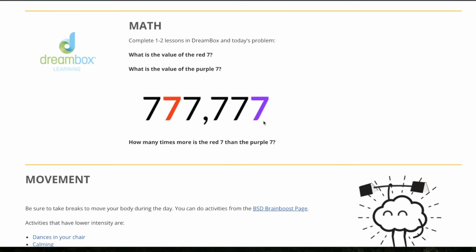And how many times more is the red 7 than this purple 7? So is it 2 times bigger? Is it 8 times bigger? How much bigger is that value than this?